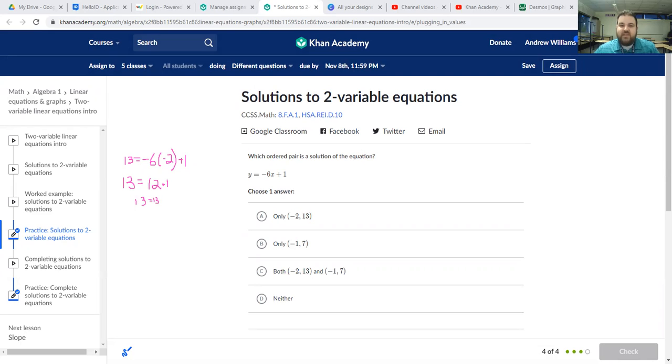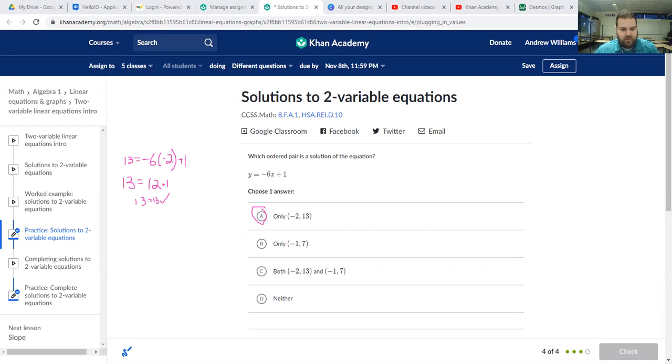So that is a true statement, right? 13 equals 13. I would agree that's true. What that means is that this one right here is correct. Now, that doesn't mean it's our final answer, because keep in mind, it could be C. It could be both of these. So I should make a circle so it's more positive sounding. This one right here is a solution.